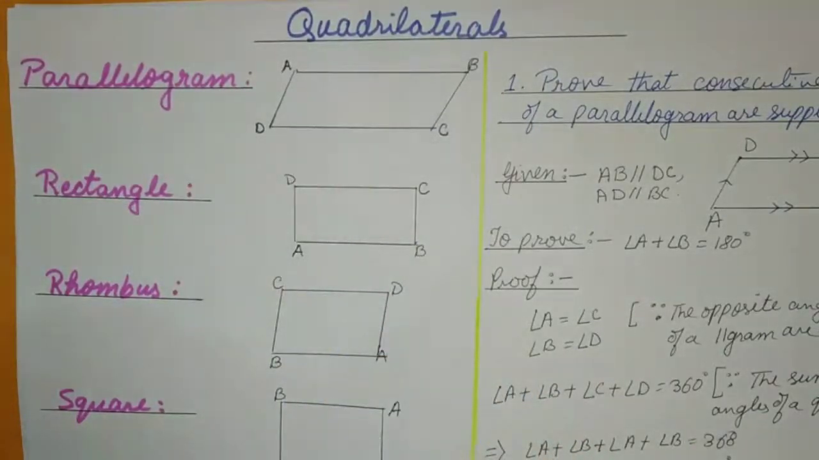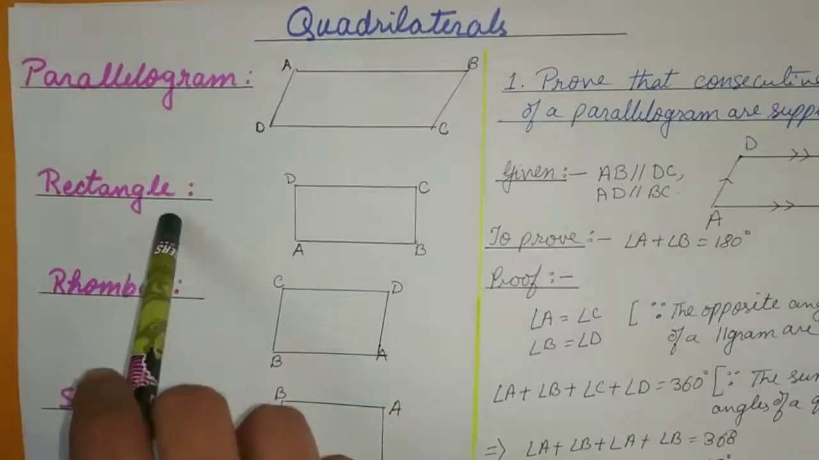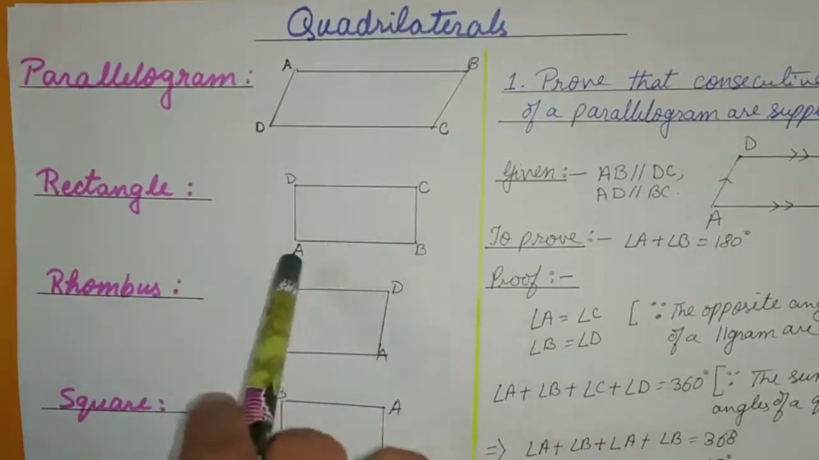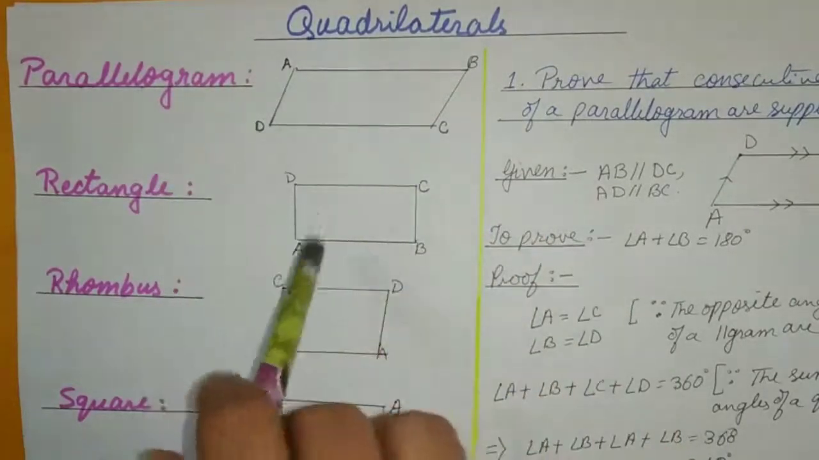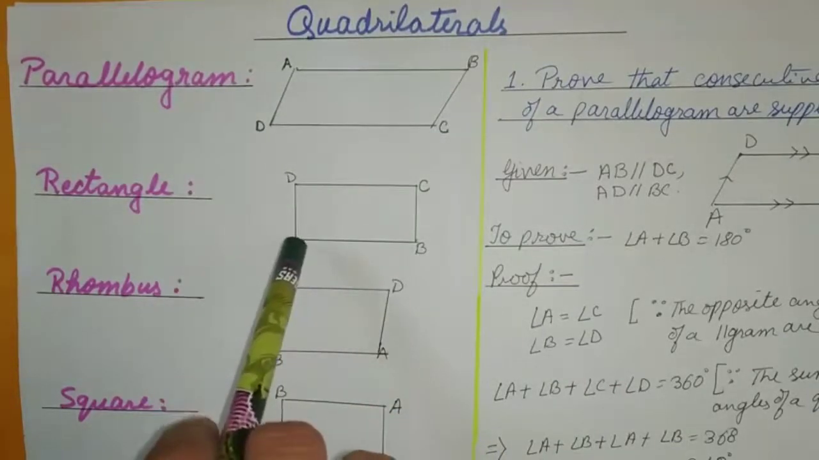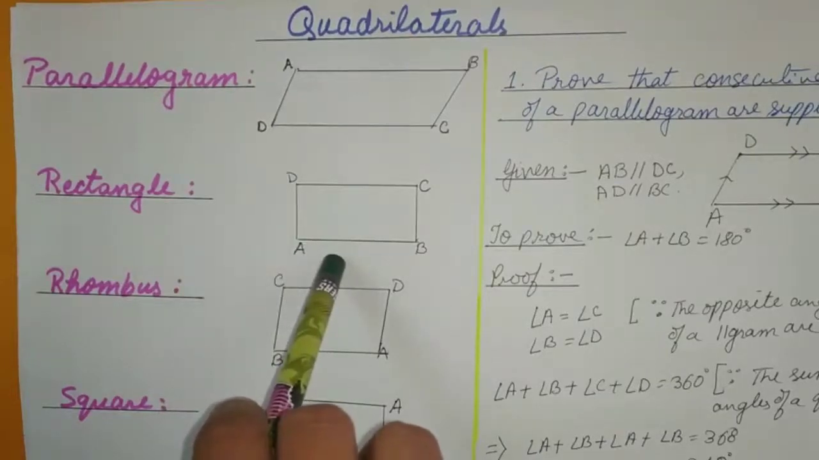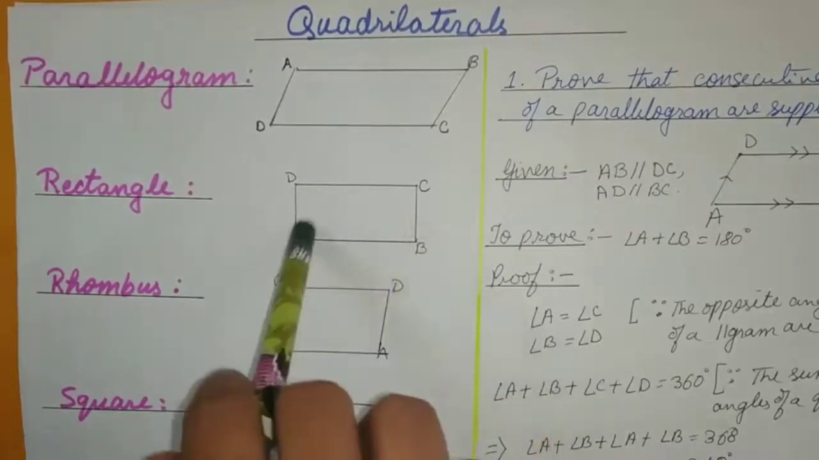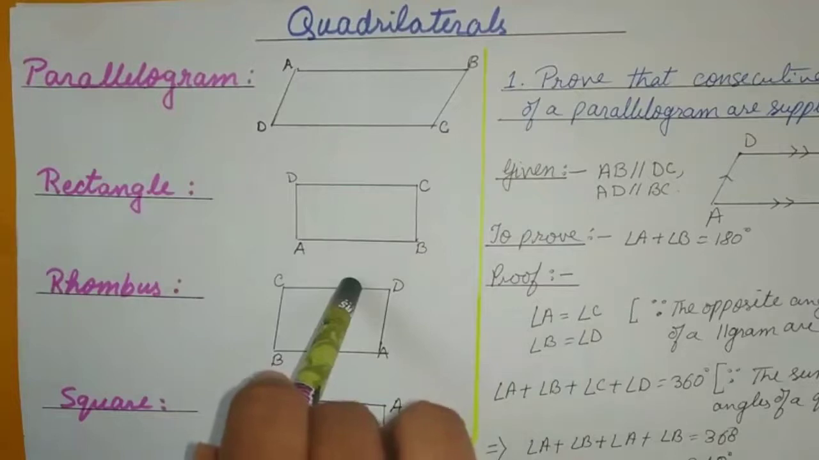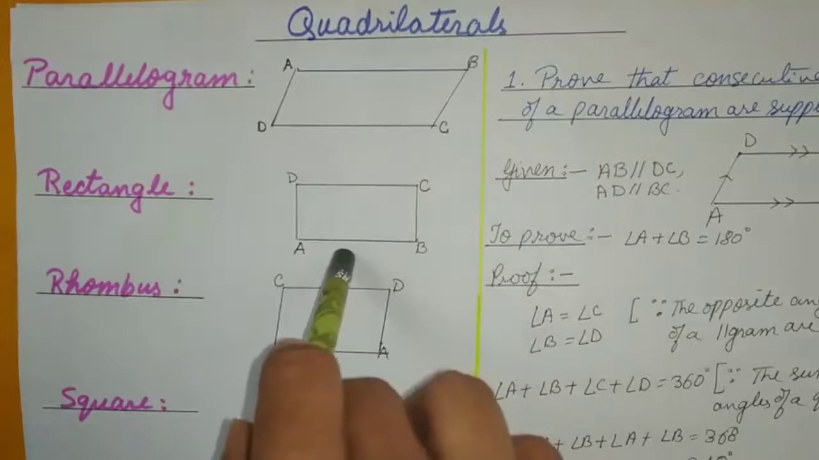The next diagram that I have drawn for you is a rectangle, named as ABCD. You can name it as EFGH also, clockwise or anti-clockwise. And I am sure you all know about a rectangle, that the opposite sides are equal, same as a parallelogram. The opposite sides are parallel, same as a parallelogram.